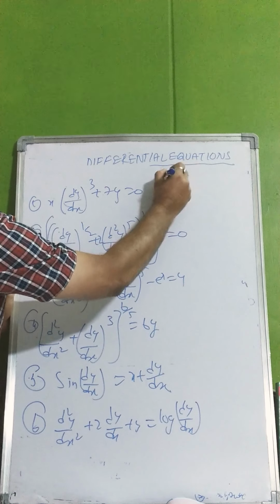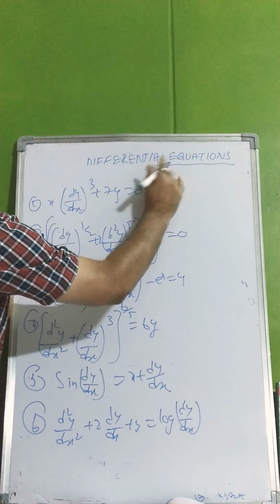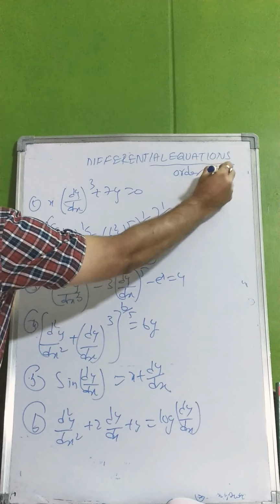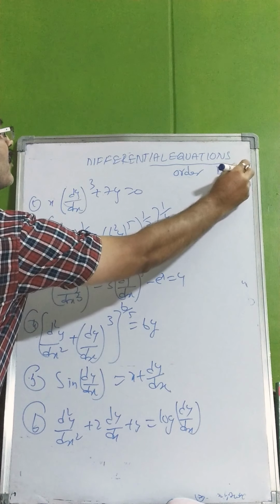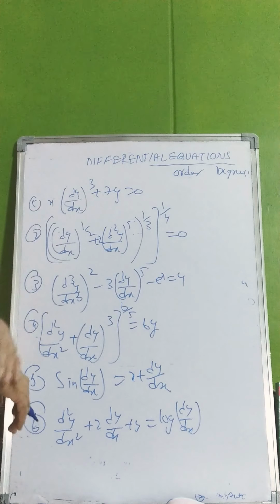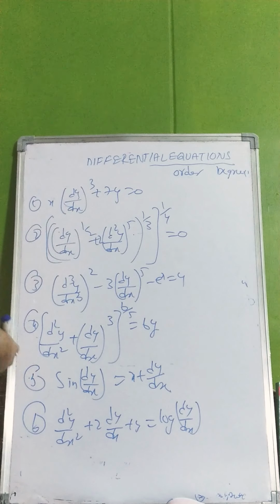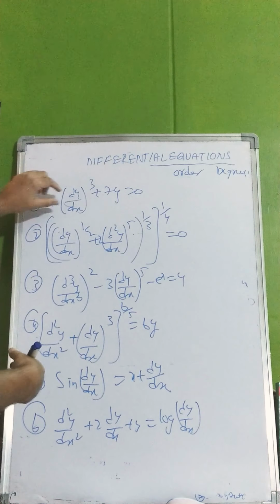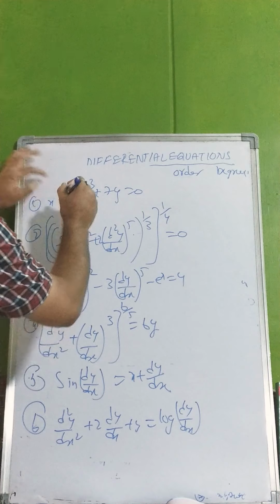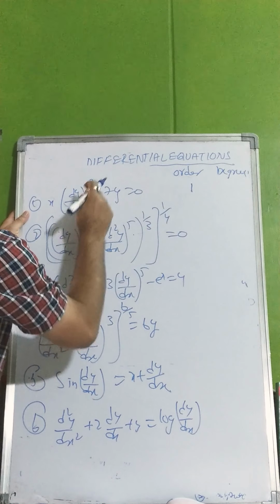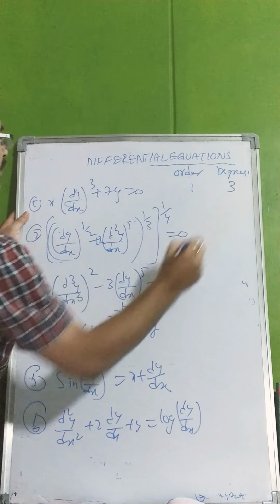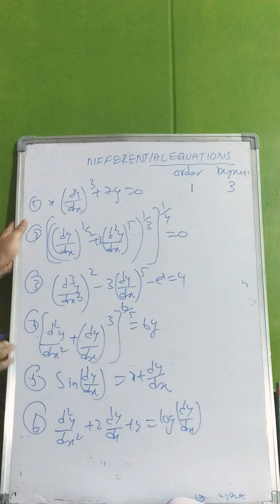For this, order and degree: while finding degree you are supposed to avoid the radicals. Now you see here, we don't have any radical over here, so straight away we can say that order is 1. What is the degree of this? 3 you can say. Right, 3 you can say.